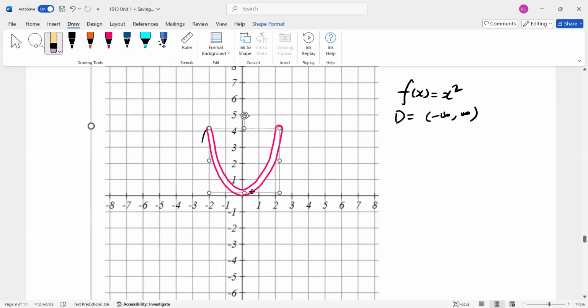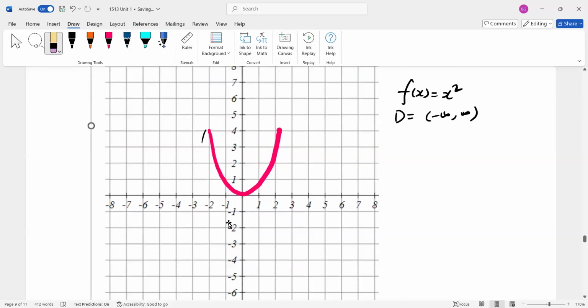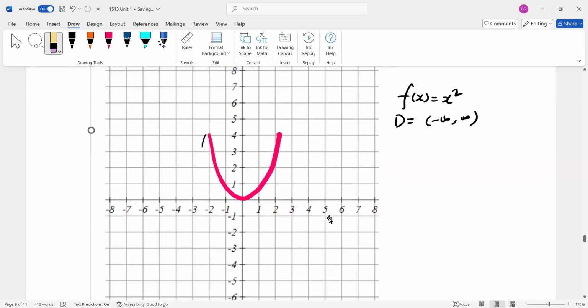I tried earlier to draw the whole thing with the arrowhead one time, but it didn't work. Pretty challenging. So this is the problem. Domain is all real, range 0 to positive infinity. Okay, so this is the mother function.